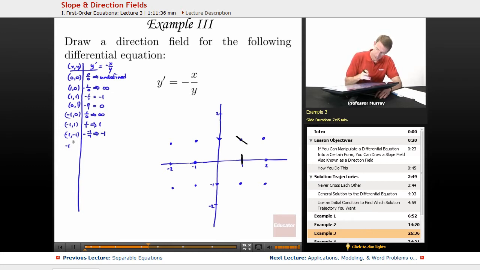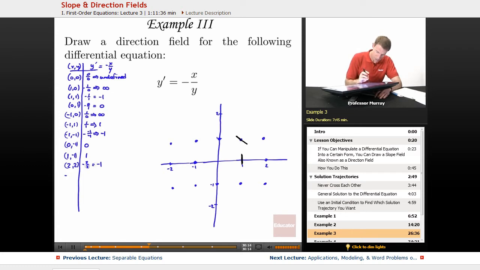Negative 1, 0, negative 1 will give me 0 over negative 1, which will give me a 0 again. 1, negative 1 will give me a positive 1. 2, 2 gives me negative 2 over 2, which is negative 1.